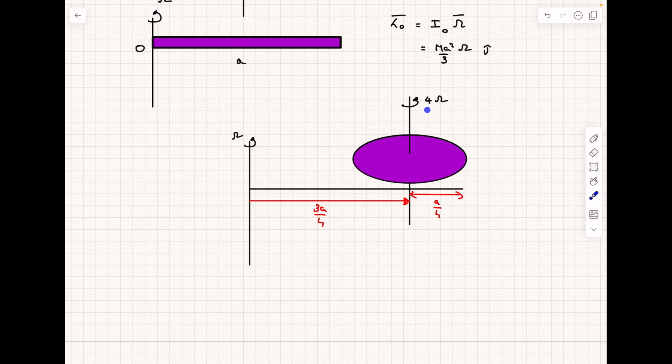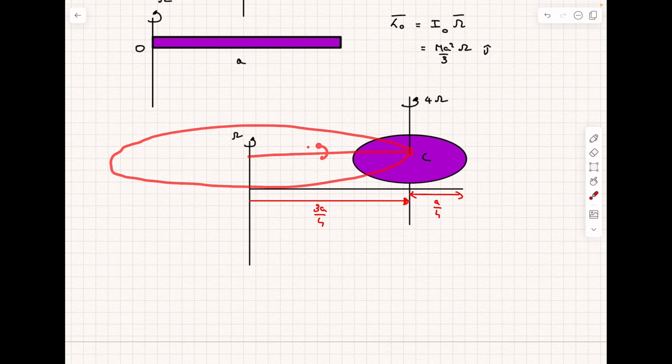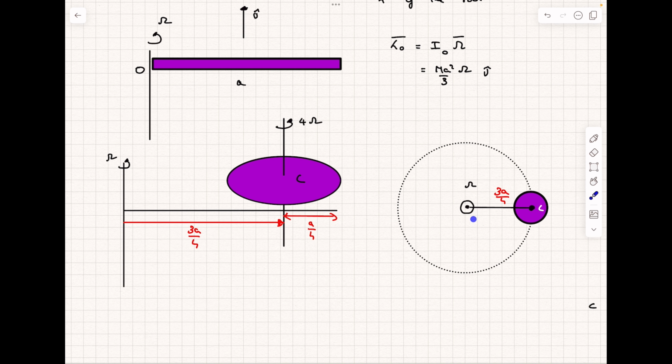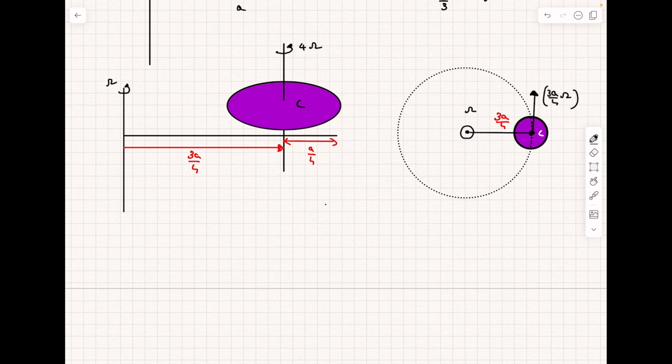Okay guys, so the spinning omega of the disk about its own axis is 4 omega, and the center of the disk is rotating in the horizontal plane about a vertical axis, something like this, with an angular velocity of omega. So basically from the top view, it will look as if the center of our disk is performing a constant radius circular motion with angular velocity of omega. So from the top view, we can see that the velocity of the center of mass is 3a by 4 times omega. Okay, so now let's write down the angular momentum of the disk about the point O.